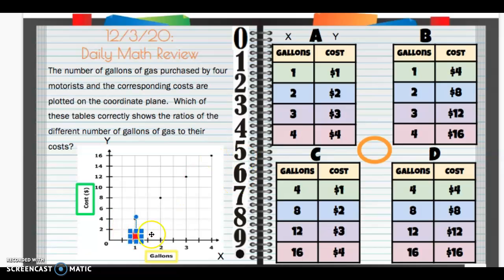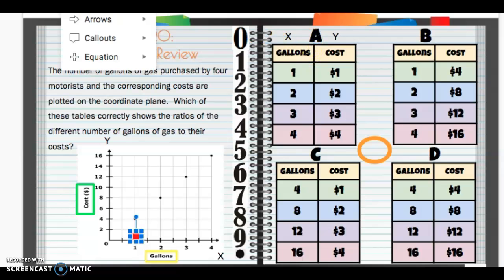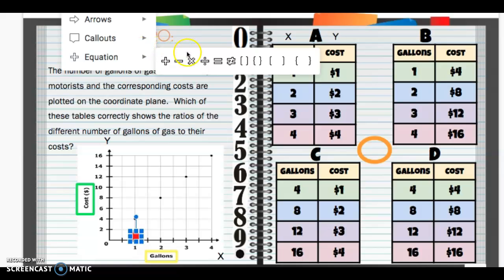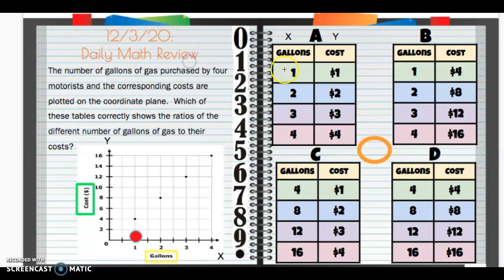Okay, well, there's no dot there. So A cannot be our answer, because if the first point's not on the graph, then it's not there. So we need to move to B.